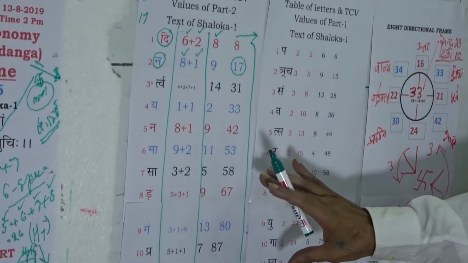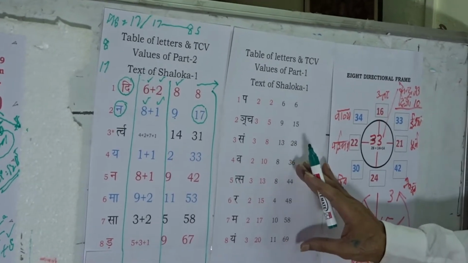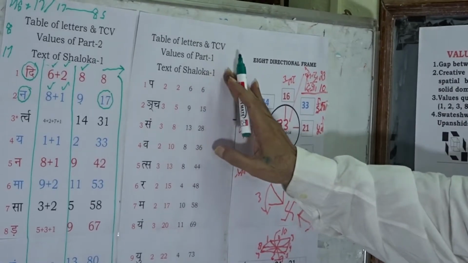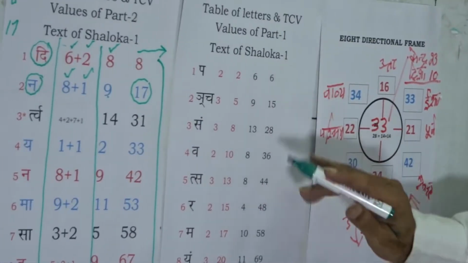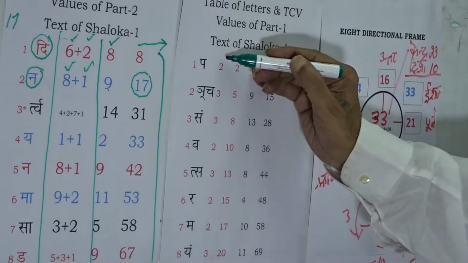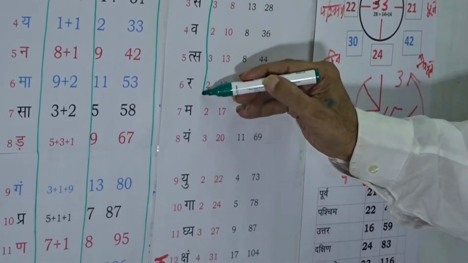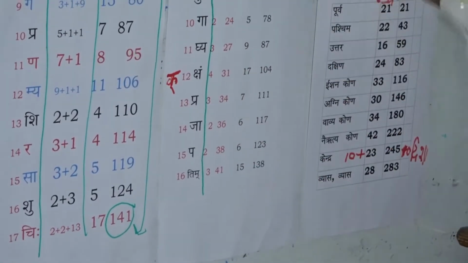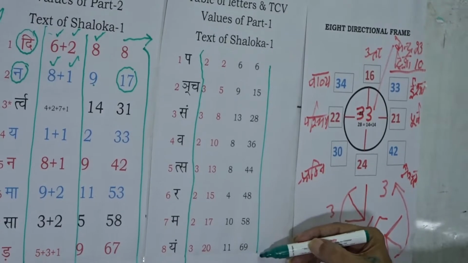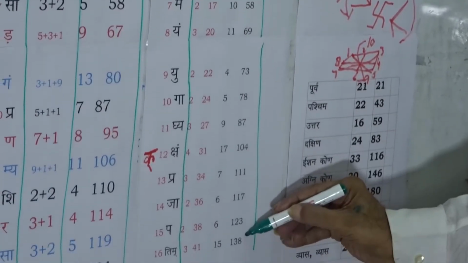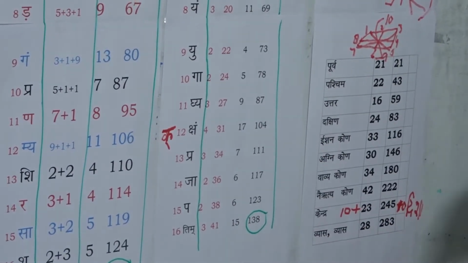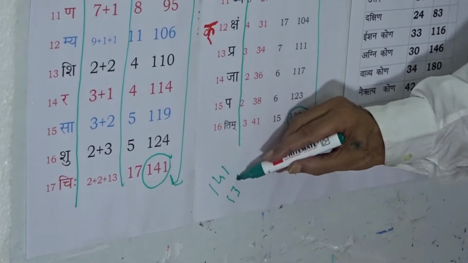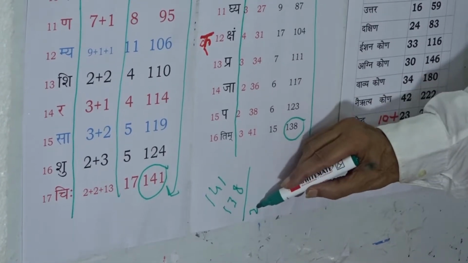Now, parallel to it, when we see the tabulation of the 16 syllables of part 1 of the text of Shloka 1 of the Lagdha Jyotish Vedanga, these will ultimately lead us to the TCV value 138. Let us pause and take note that 141 and 138 lead us to the value 279.